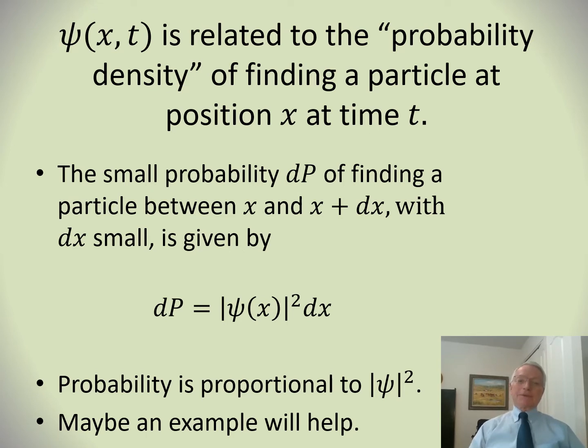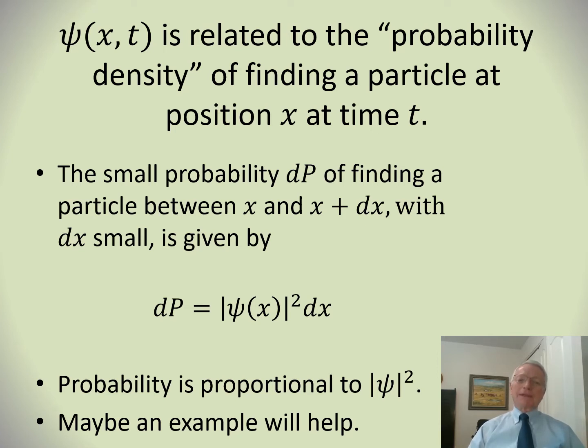So, proceeding with the standard line, psi as a function of position and time is related to the probability density of finding a particle at position x and time t. It makes it be kind of like those distributions of particle velocities that we saw when we studied ideal gases, or the bell curve that you see, the probability of getting a B on a test, or an A on a test, or a C on a test that you see in statistics.